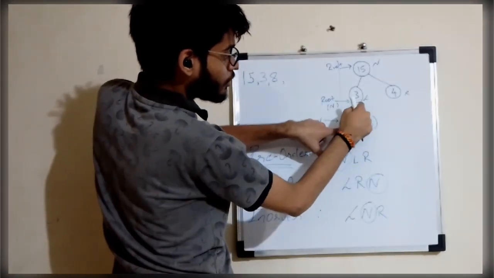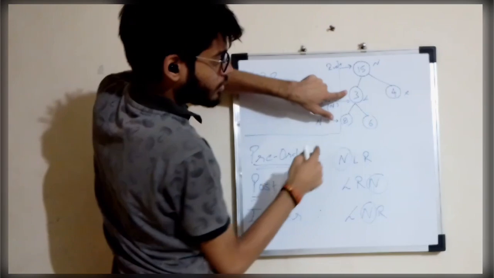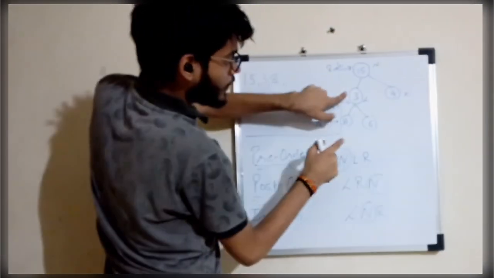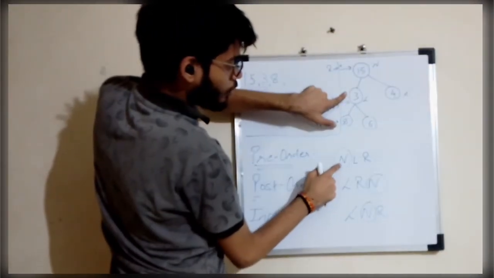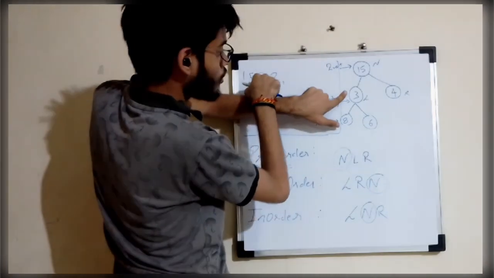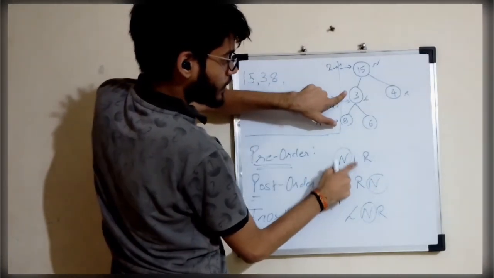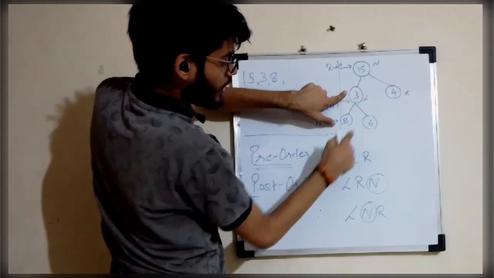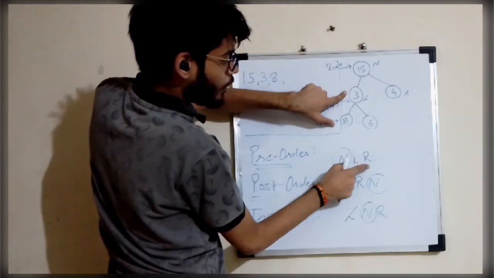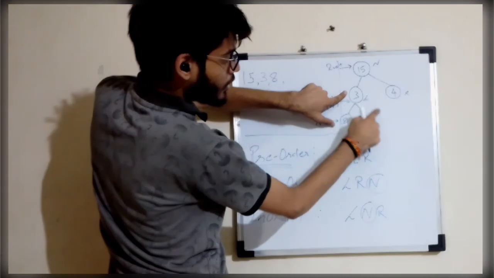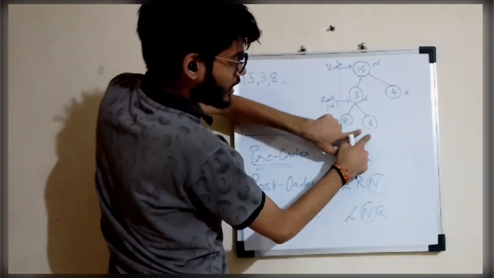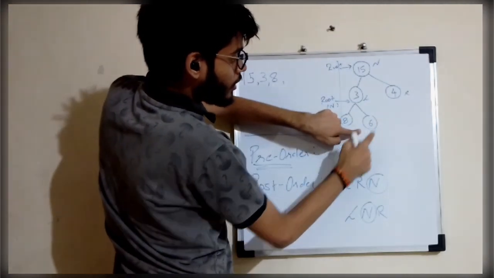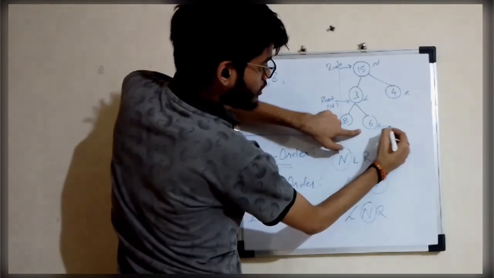Okay, so coming back to 3. So remember what we did. We printed the node 3, right? We printed the node 3 and then we went to the left of node 3, which was 8. Now after completing the left of this, what do we have? Coming to the right of 3, which is 6. Now 6 becomes the node.